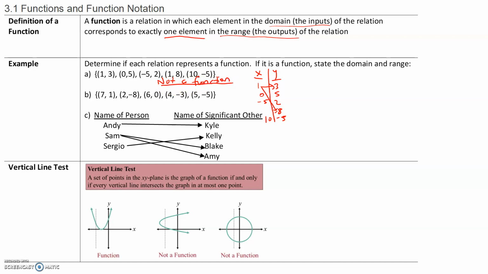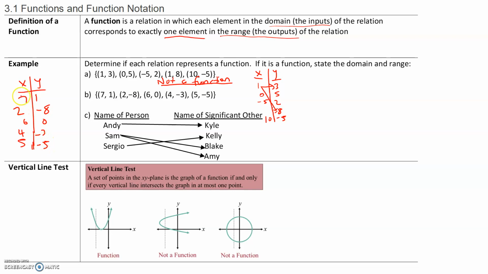Let's take a look at the second one. I'll make the table over here. So we have 7, 1. We have 2, negative 8. We have 6, 0. We have 4, negative 3. And we have 5, negative 5. Now, every single input, every single x value is paired up with only one y value. So each input has only one output. Therefore, this is a function.